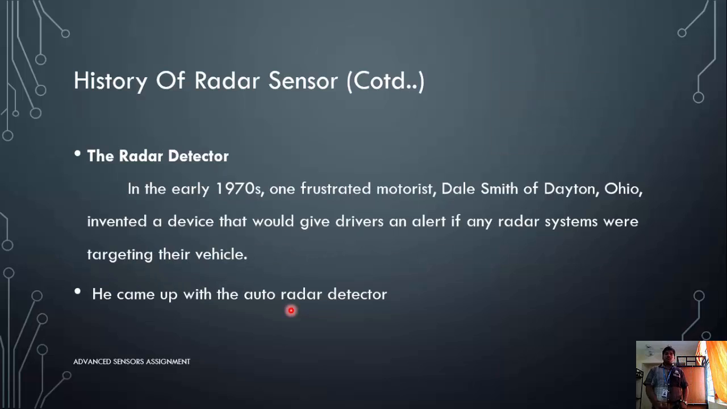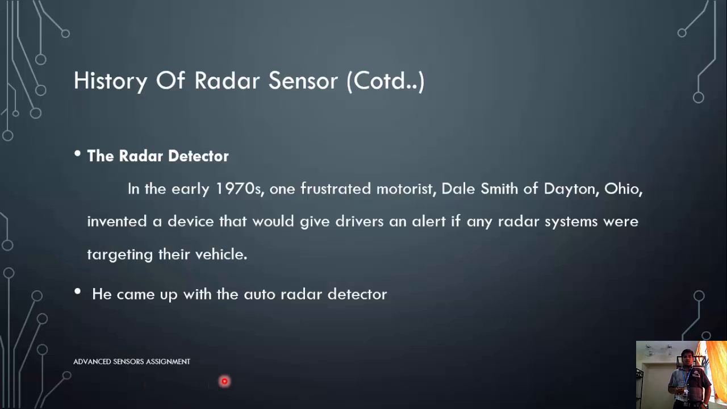And the radar detector. In the early 1970s, one frustrated motorist, Dale Smith of Dayton, Ohio, invented a device that would give drivers an alert if any radar systems were targeting their vehicle. This is the main principle behind inventing the blind spot monitoring system. He invented a device which detects radar sensors and gives a signal to the driver.